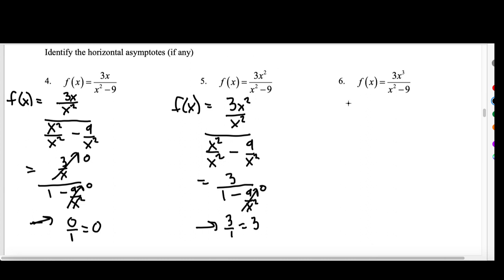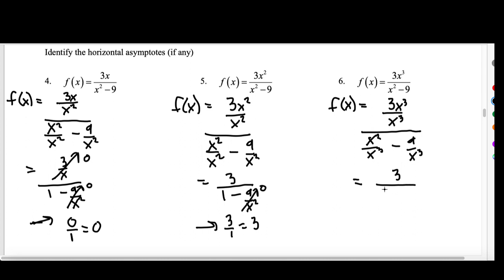Finally, let's do this one. Here, the largest power of x is x cubed. So I'm going to divide everything by x cubed. So 3x cubed over x cubed divided by x squared over x cubed minus 9 over x cubed. Okay. What do we got here? So on top, I just have 3. X squared over x cubed simplifies down to 1 over x. And then 9 over x cubed, right?